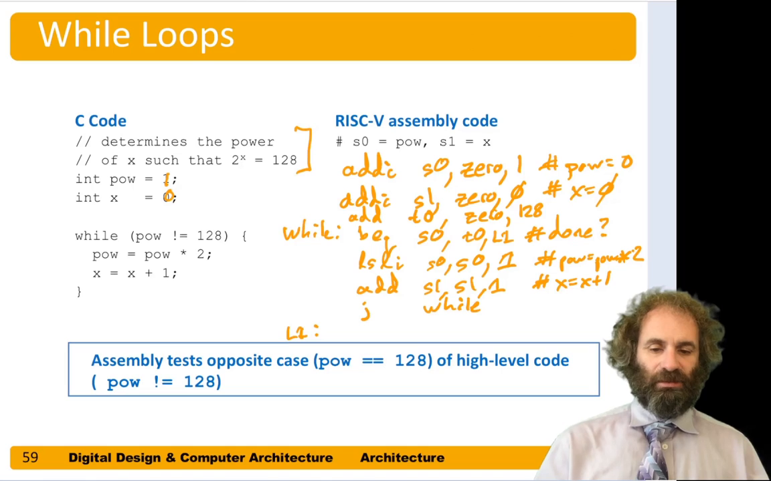So again, the idiom is we set up our variables before the while loop. In the while loop, we compare. If the condition is not satisfied, then we'll branch to a done. Then we do the body of the loop, and then we jump back to check the condition again.